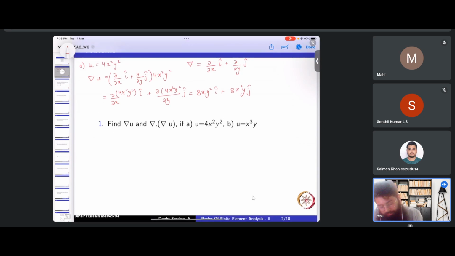Now we need to find the divergence of the gradient. Again, the operator still means the same. This time we have a dot product.